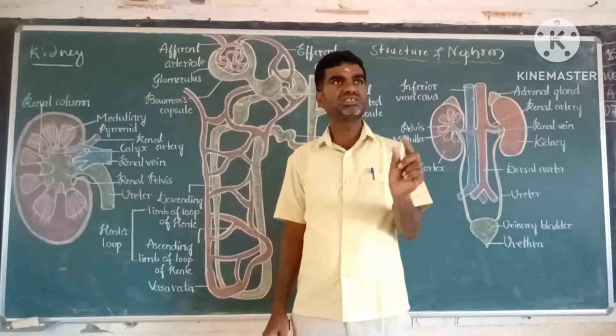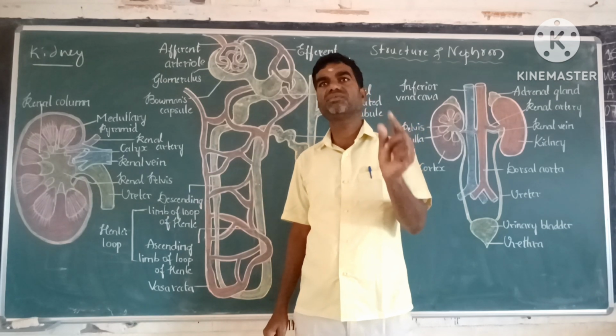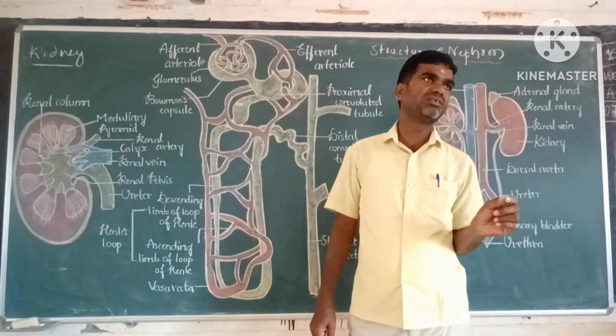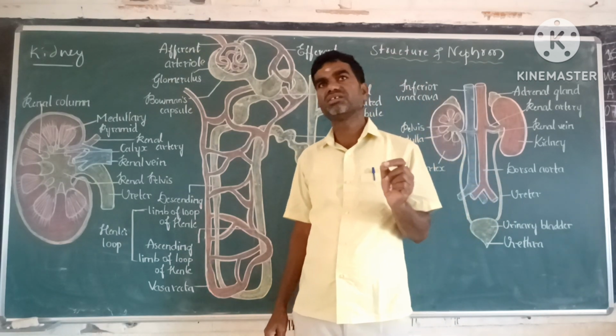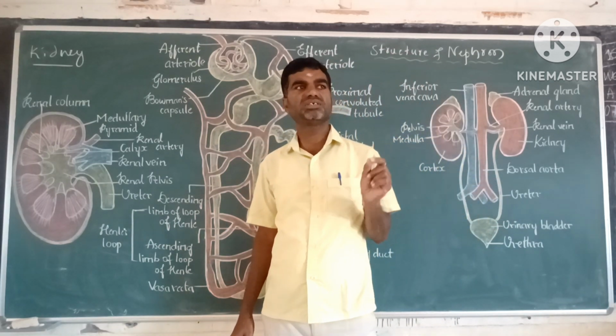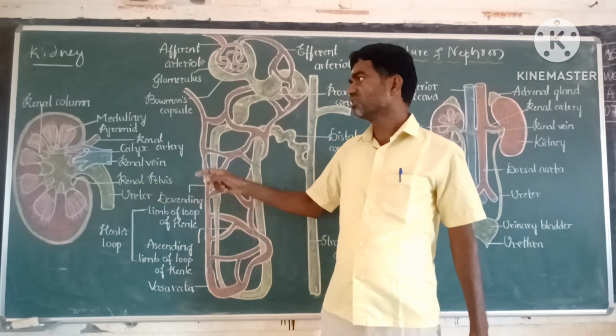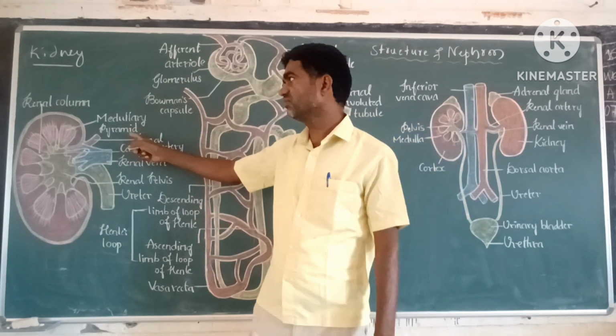The right kidney is slightly lower than the left kidney due to the presence of the liver in human beings. Approximately 120 to 170 grams is the weight of the kidneys. So this is the structure of the kidney.